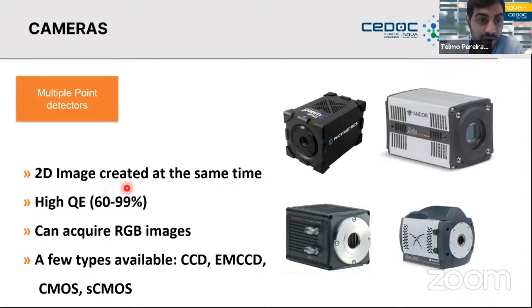Also, they have a very high quantum efficiency. Depending on the technology, it goes up to 99%. You can acquire RGB images using this technology if you want. And there are quite a few types available and variations: CCDs, EMCCDs, CMOS, and SCMOS.